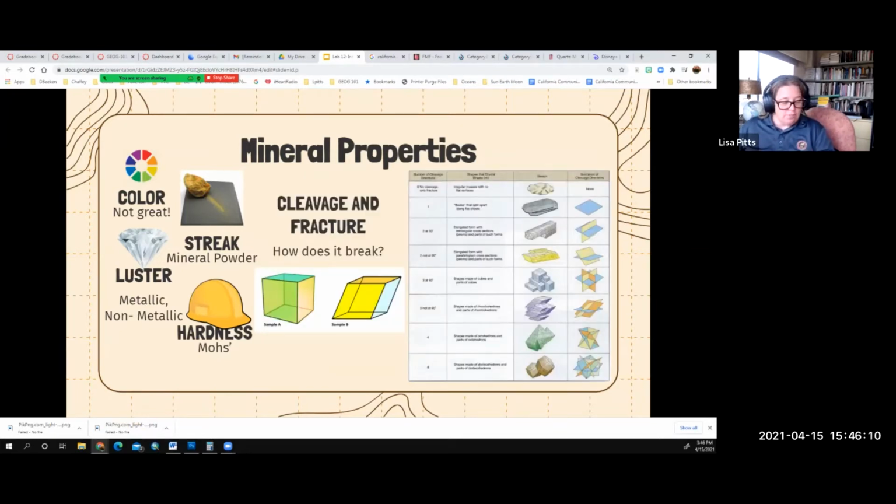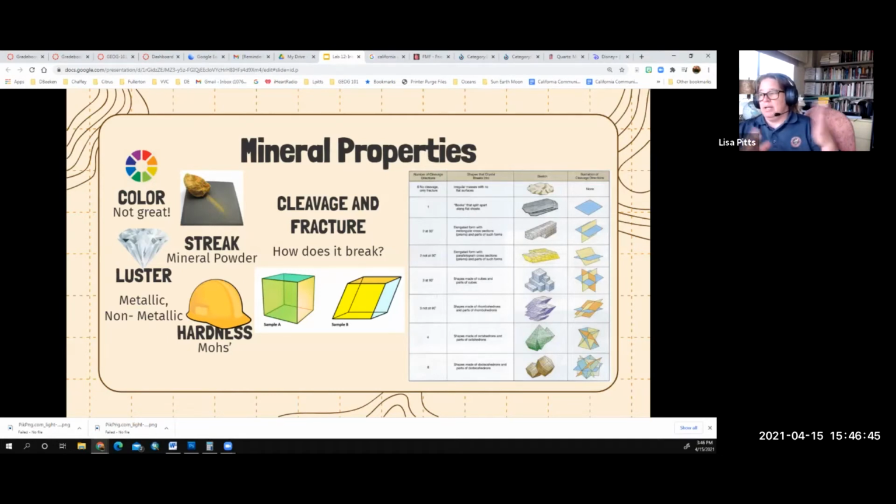The next thing is cleavage and fracture. So how does it break? We call a cleavage plane something that is parallel on at least two sides. If you can't put your fingers parallel to each other, then it's not considered cleavage. So some minerals have cleavage, some minerals don't. And then there are different types. There's one cleavage plane, which means it's flat on the top and the bottom, like mica. There are two that break at 90 degrees, like halite.